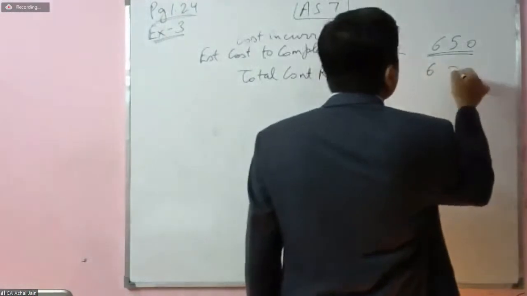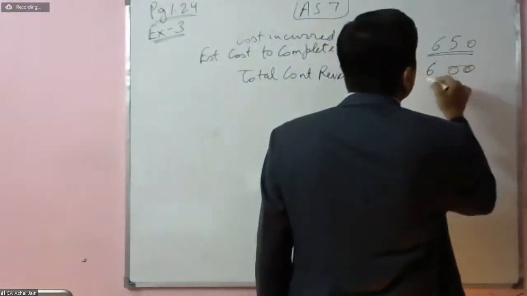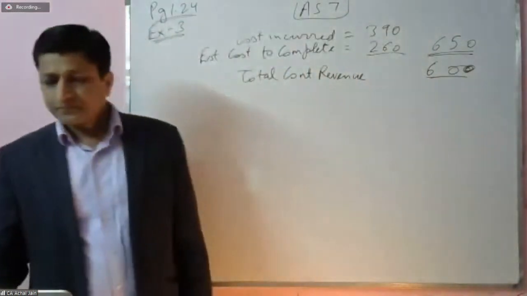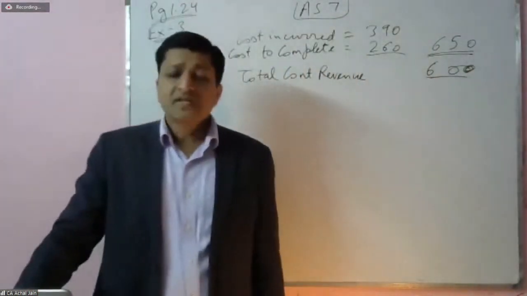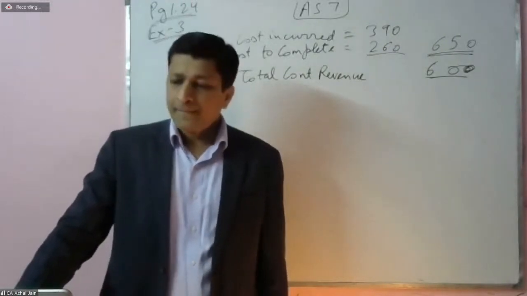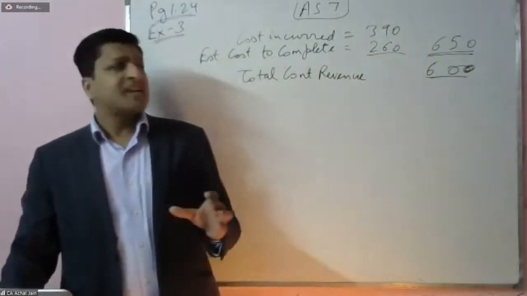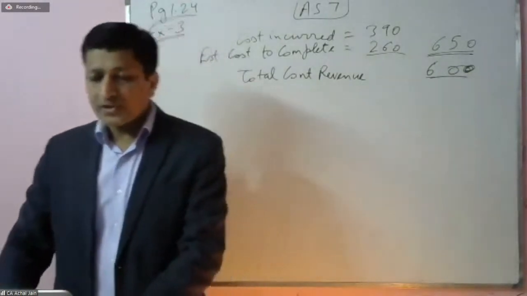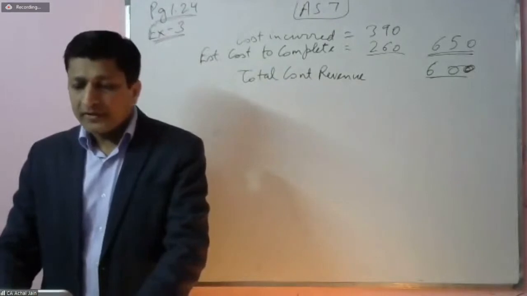Total contract revenue is what? 600. 600. Okay. So now, in this case, can you tell me any of your observations which is important?